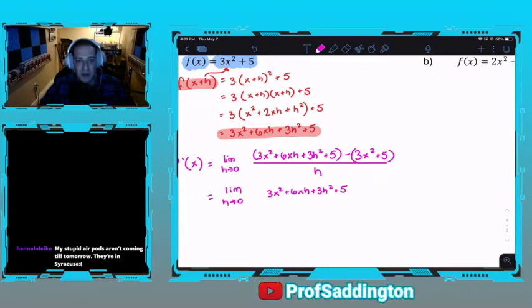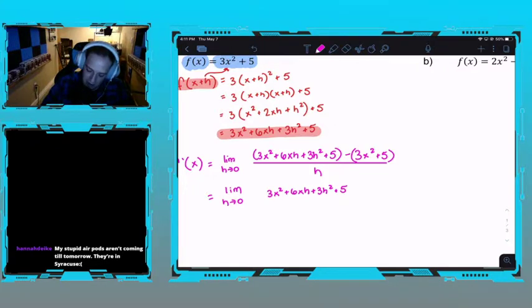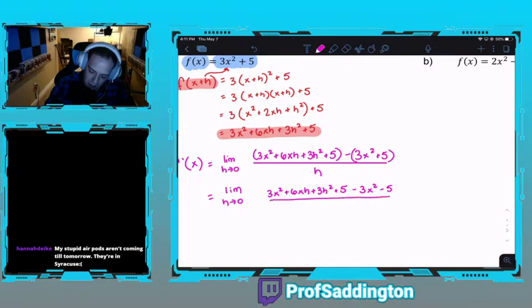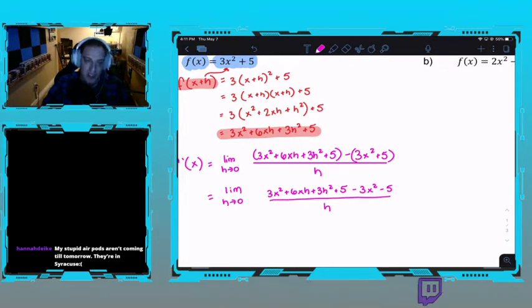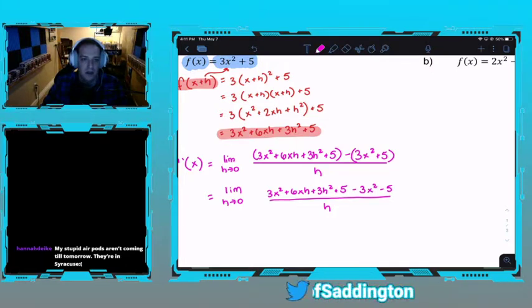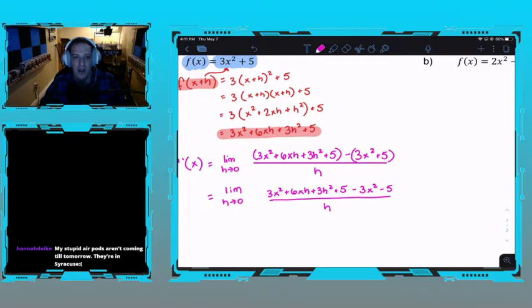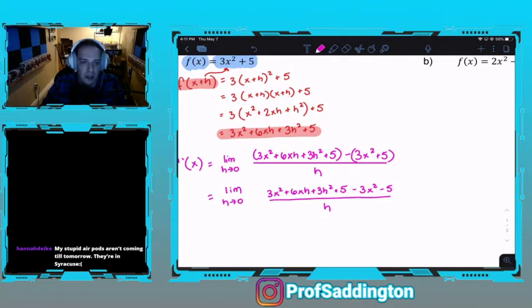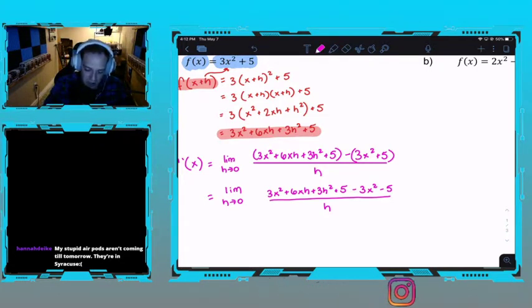But then it says we are subtracting 3x squared plus 5, so we have to distribute that negative in. So it would be negative 3x squared minus 5. All over h. So this looks really confusing, but all I'm doing is just doing the substitution, and now I'm solving it with the algebra. So now I got to combine like terms.